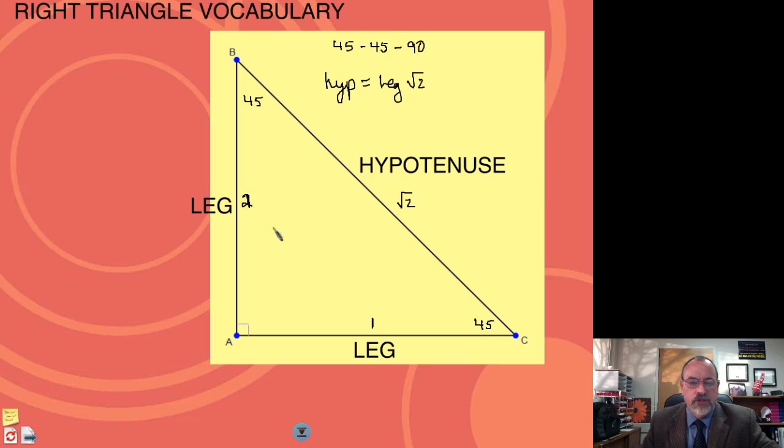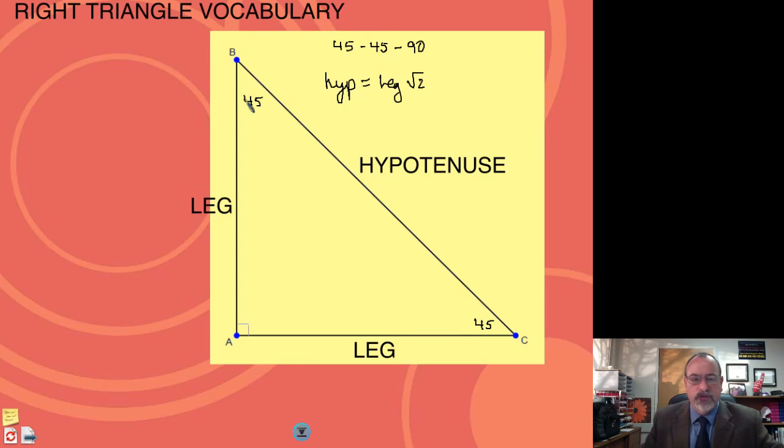So if this was 2, this one would have to be 2, because in a 45, 45, 90 they're always the same, and this would have to be radical 2 times that, or 2 radical 2. So if my legs were 8 and 8, then what would the hypotenuse be? 8 square root of 2. If my legs were 10 and 10, what would the hypotenuse be? 10 square root of 2. So it's very important that you remember that ratio.